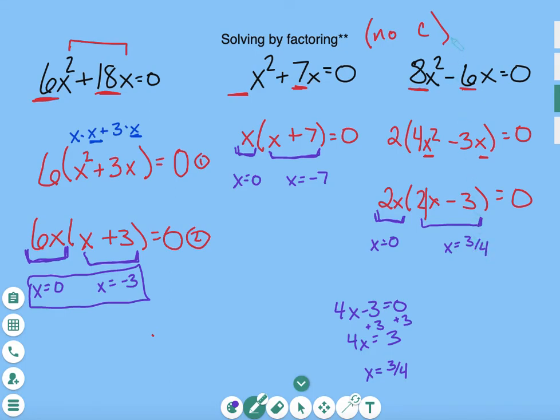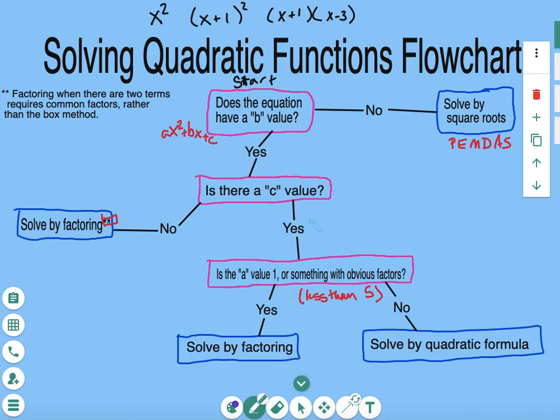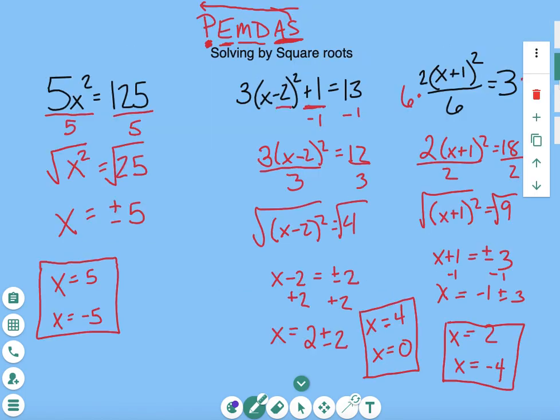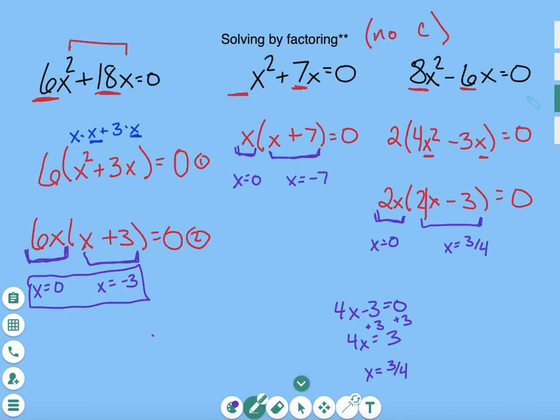So solving by factoring when there's no c is just kind of reverse distributing is kind of how I describe it to myself. The last type, factoring, we'll cover in another video. So when we're talking about factoring with the box method, that'll be in a different video, as well as quadratic formula. So just a refresher, solving by square roots means following your order of operations kind of in reverse. Solving by factoring with no c value is like reverse distributing rather than using the box method.